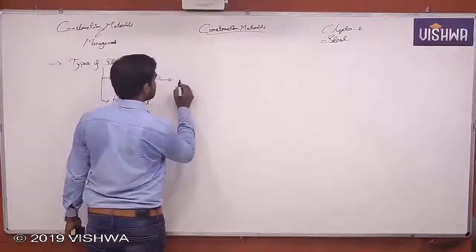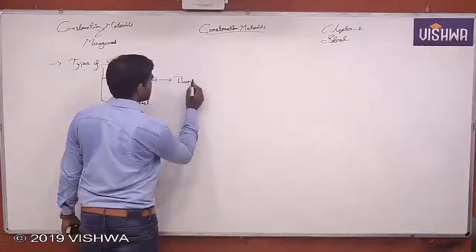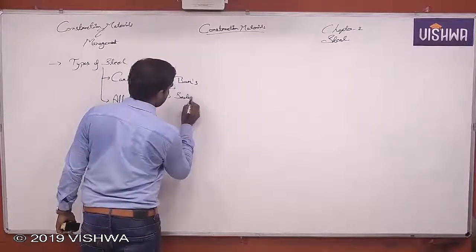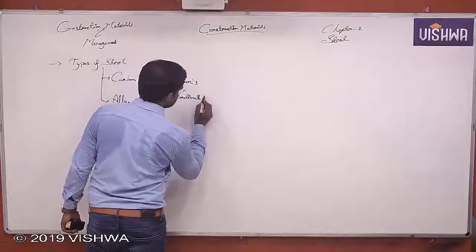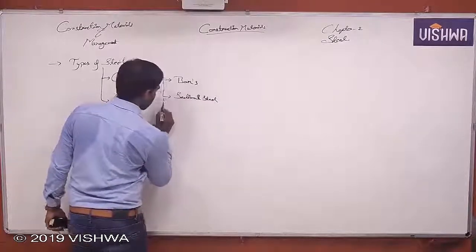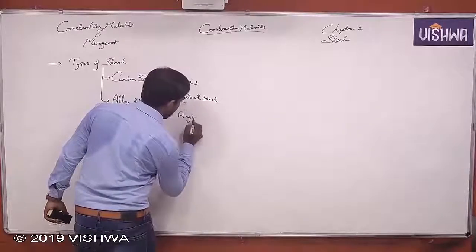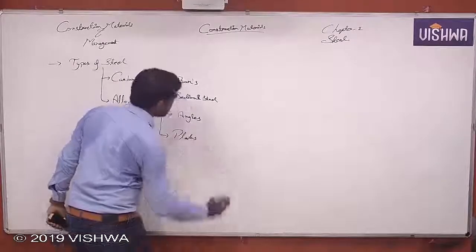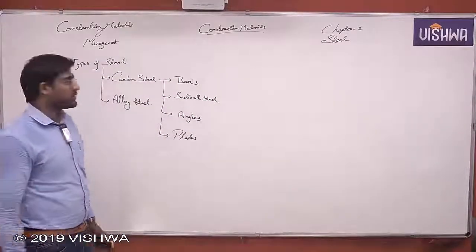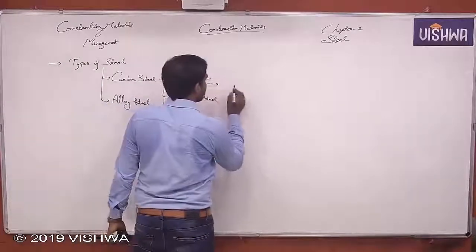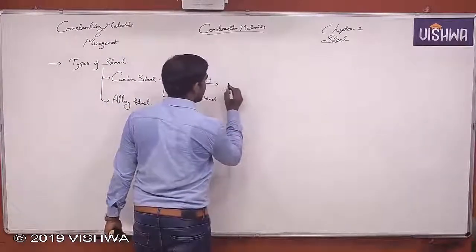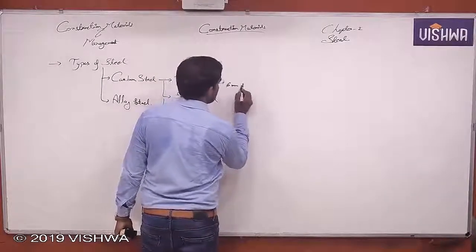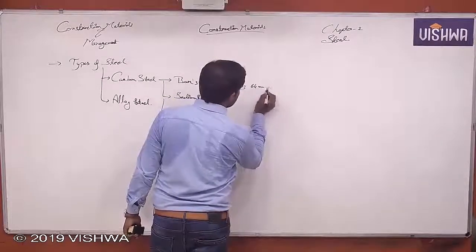In continuation of the previous session, carbon steel is prepared in a number of types: bars, sectional steel, angles, and the last one, plates. We discussed in the previous session that bars range from a minimum of 6 mm to 64 mm and so on.